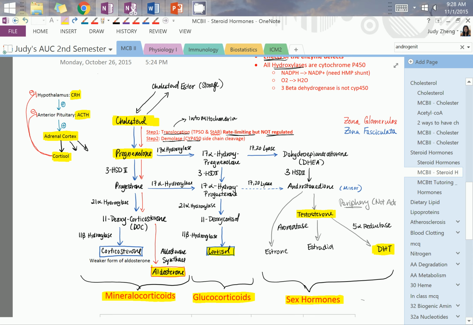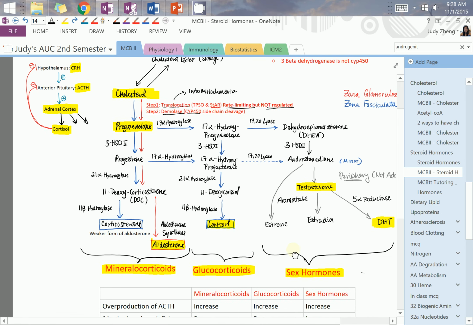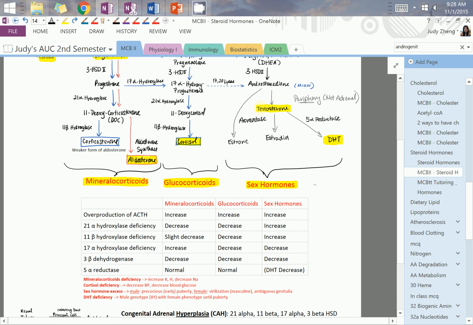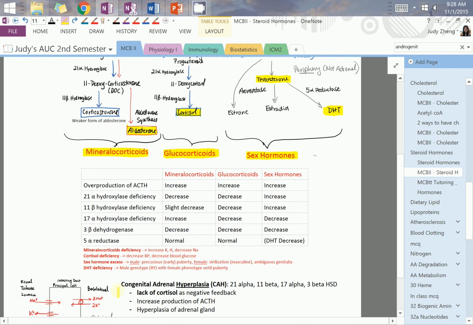So later on, when we talk about many of these enzyme defects, you'll notice that they're all called, I'm going to scroll down just a little bit. Okay, so all these are considered congenital adrenal hyperplasia.